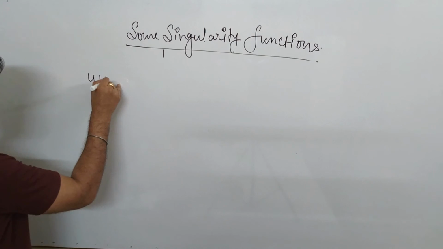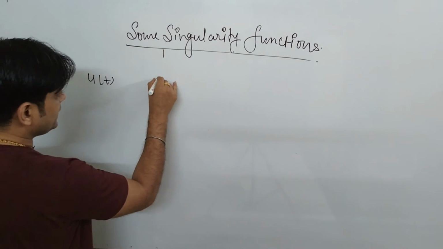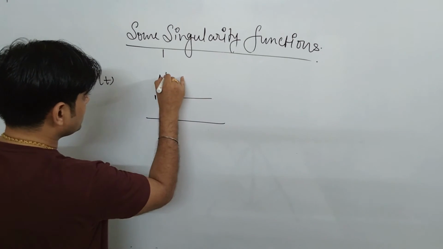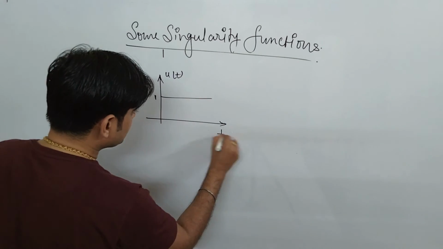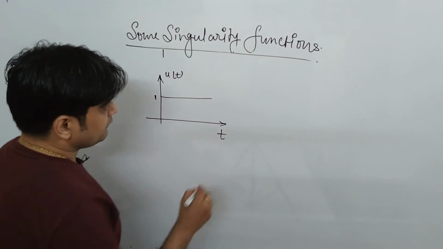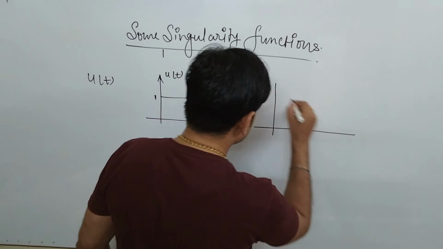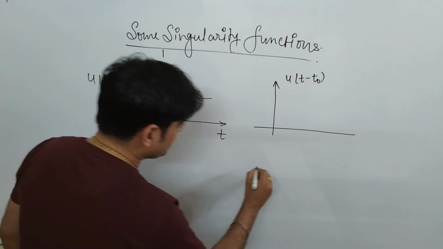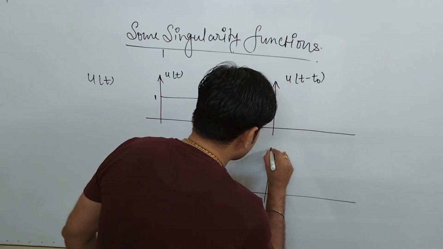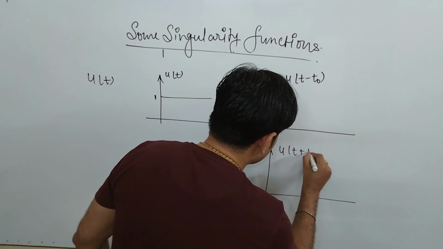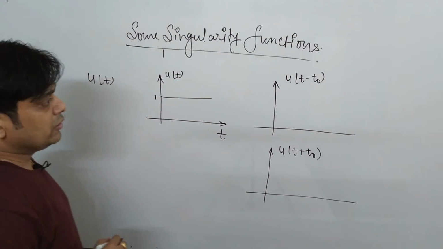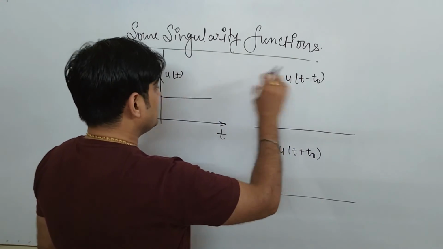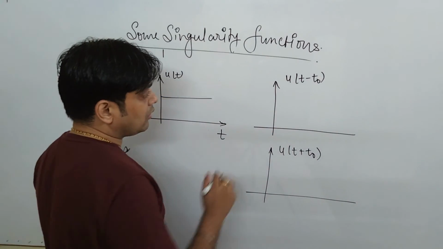If I talk about the unit step function u(t), this is your function. If this is, say, 1, so this is your u(t) and this is your time axis t. Now we will apply certain concepts of signals and systems, which I think you know. I am taking some time instants, u(t minus t naught) and u(t plus t naught). So u(t minus t naught) means your entire function is shifted by a time instant, that is t naught.